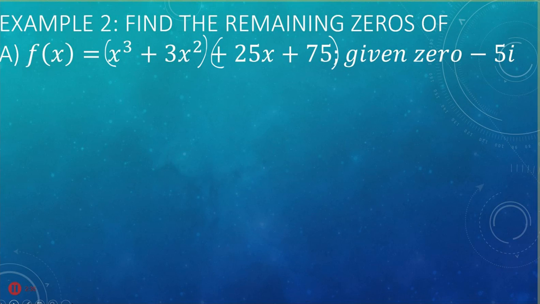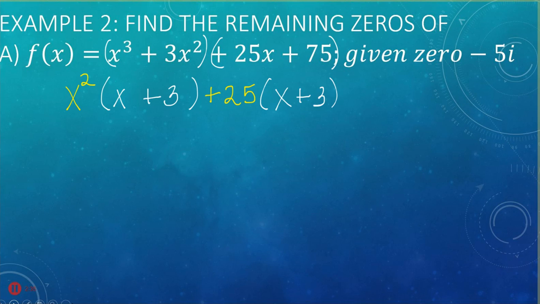So for the first group, I have x cubed plus 3x squared, and my GCF is x squared. So when I take out that x squared, I am left with x plus 3, because remember, we are dividing both of those terms by x squared. In my second group, I'm going to factor out a positive 25. And when I divide both of those terms by positive 25, again I have x plus 3.